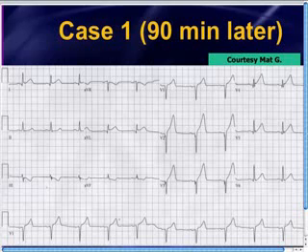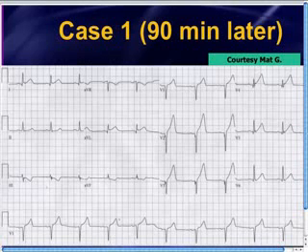Anyway, this patient ended up doing okay. They repeat the 12 lead 90 minutes later, and there's a no-brainer anterior wall STEMI. This patient did go to the cath lab and was found to have, no surprise, an acute LAD occlusion. The patient fortunately ended up doing okay.